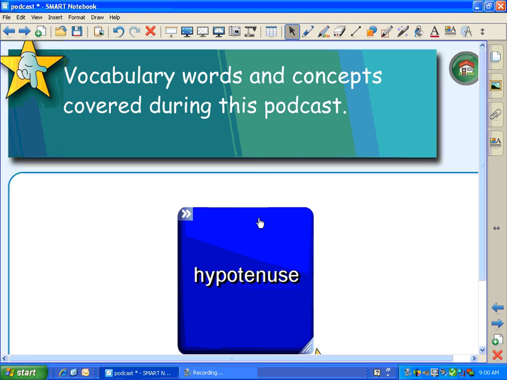Hypotenuse. By definition, the hypotenuse is the longest side of a triangle, and it's always represented by the variable c. Hypotenuse is always represented by the variable c.